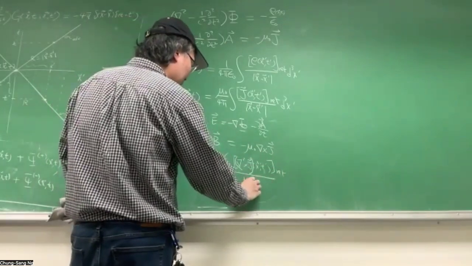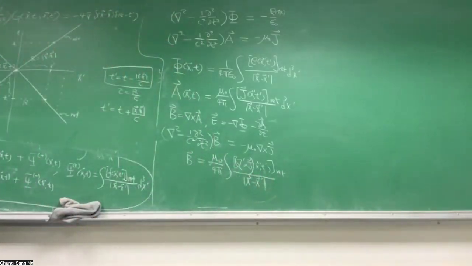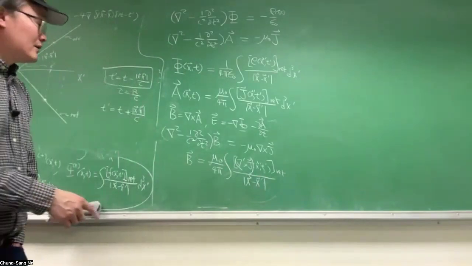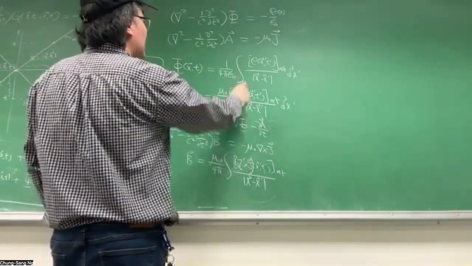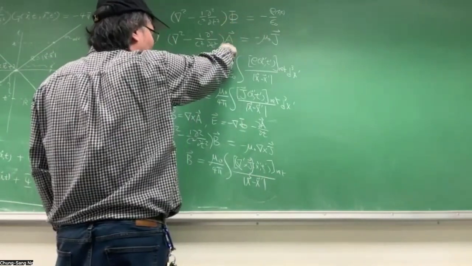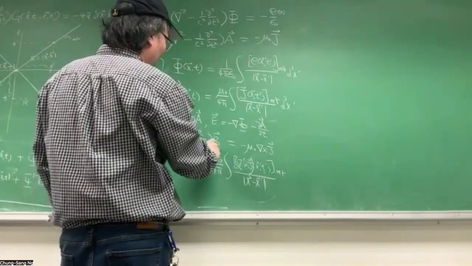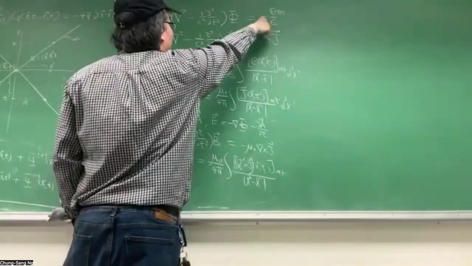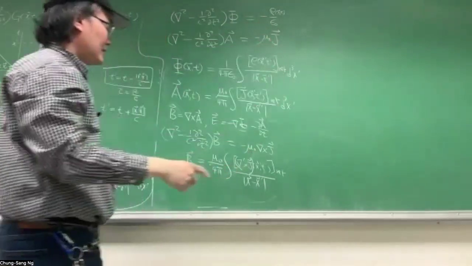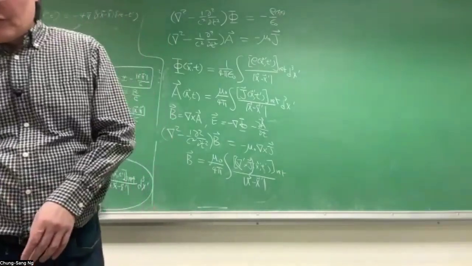Okay, yeah, that is a little bit easy to get confused. Okay, so that's B. And similarly for E, it is minus grad phi minus partial A partial t. Then you can write down the wave equation for E, and the right hand side is the negative grad of rho and minus partial J partial t. So you can write it down right away.